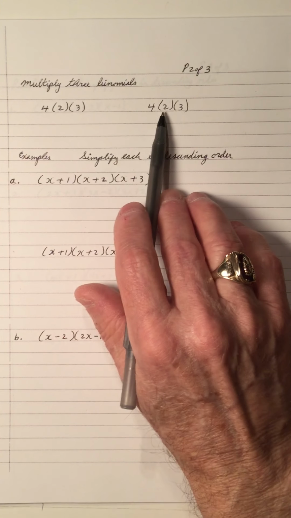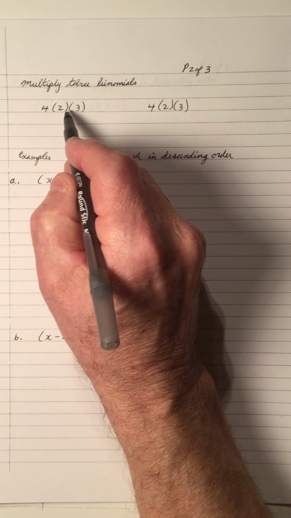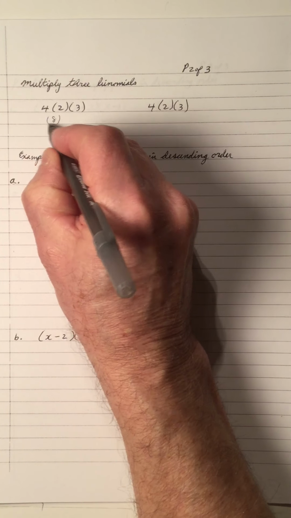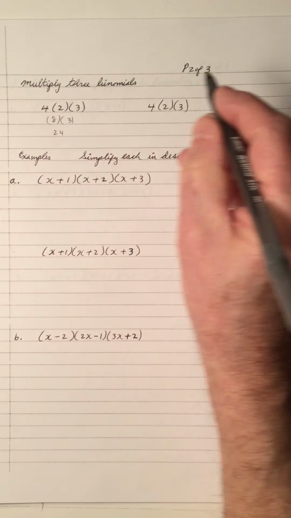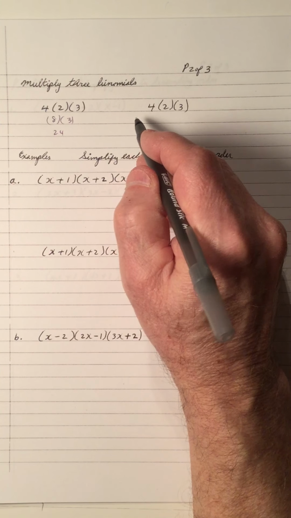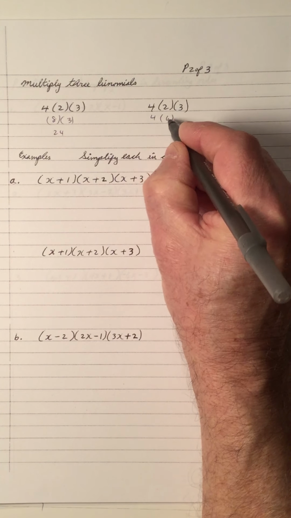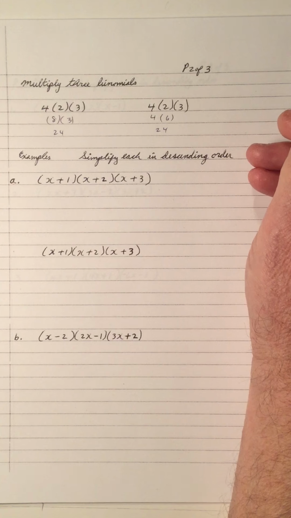Let's use this as the first example. If I'm going to multiply 4 by 2 by 3, because they're in brackets, I could go 4 times 2 is 8 and then multiply 3 by 8 to get 24. If I want to, because multiplication is associative, I can multiply the 4 and the 3 first to get 12, and then 4 times 12 is 24. I get the same answer.